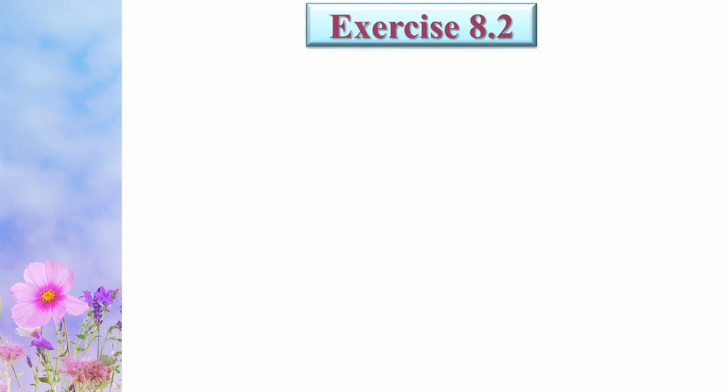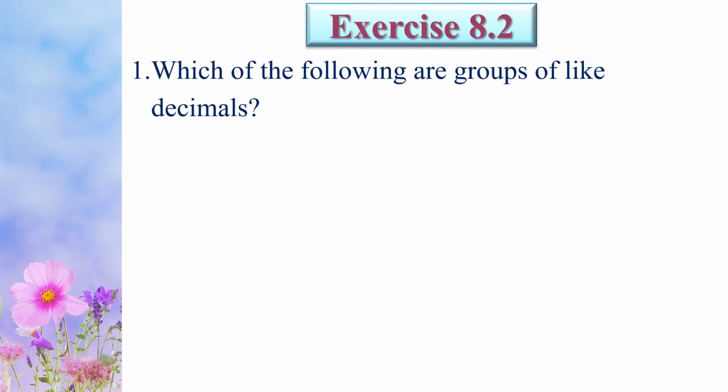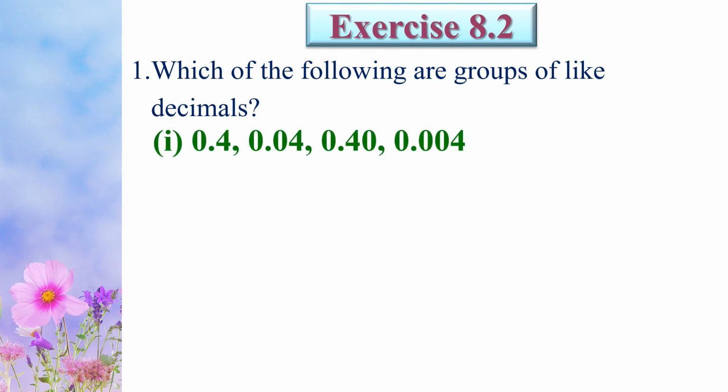Next, exercise 8.2. The first problem. Which of the following are groups of like fractions? First, the given decimals are 0.4, 0.04, 0.40 and 0.004. First, let us find the number of digits in the decimal part.